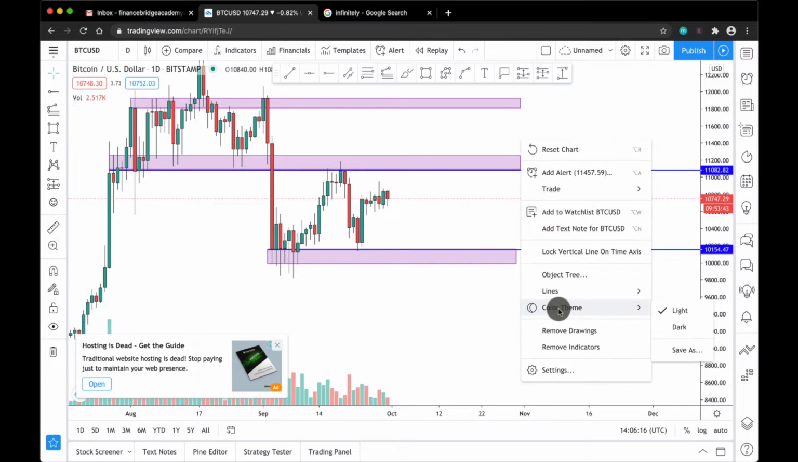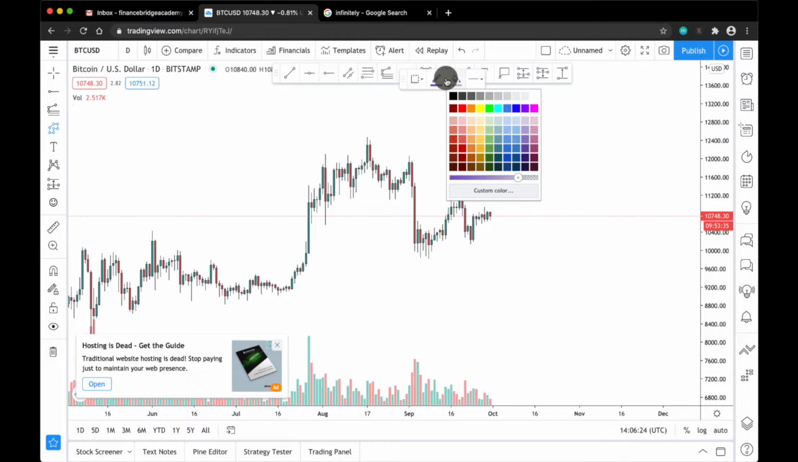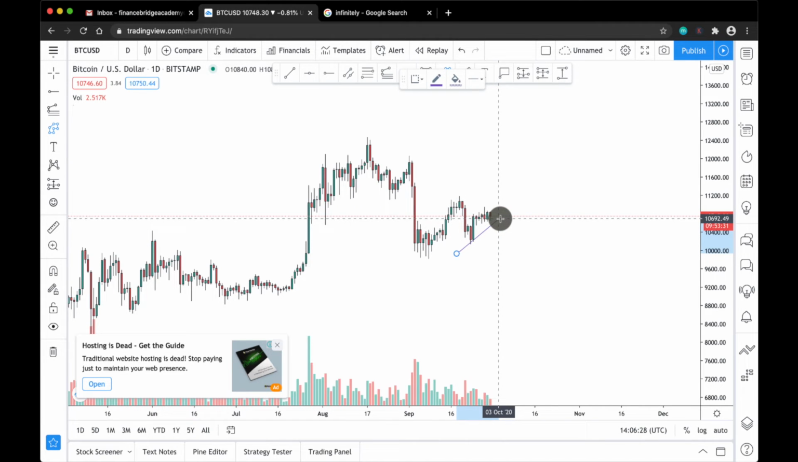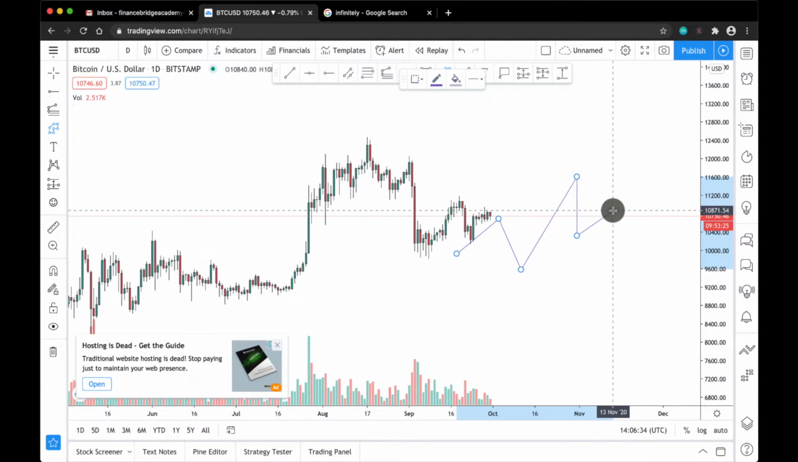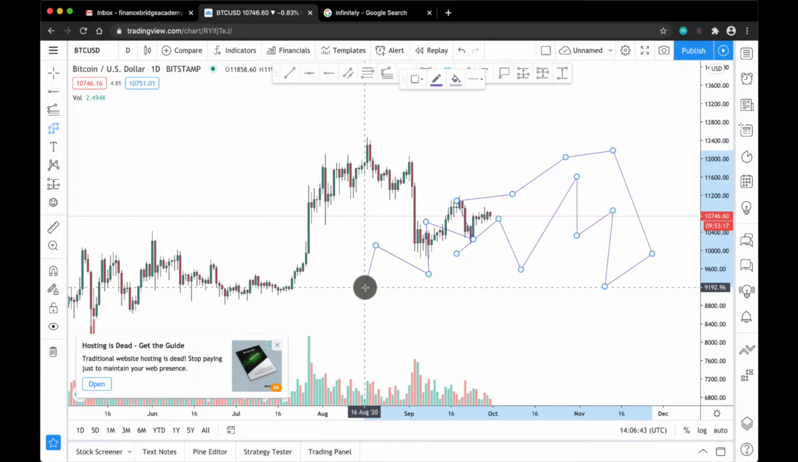Next one is polyline. You don't really need it, but let's say you just want to explain this to your little brother, and you want to explain how trend works. You can just keep picking it and then show him different lines, different shapes and stuff. So that's what polyline is used for.